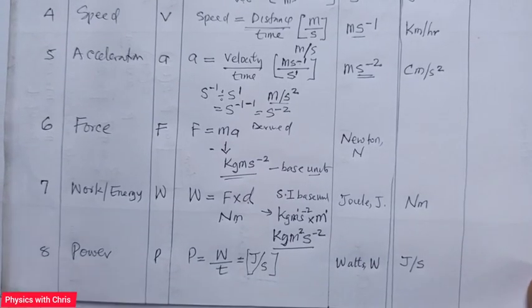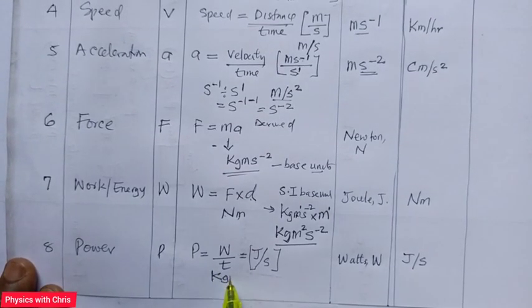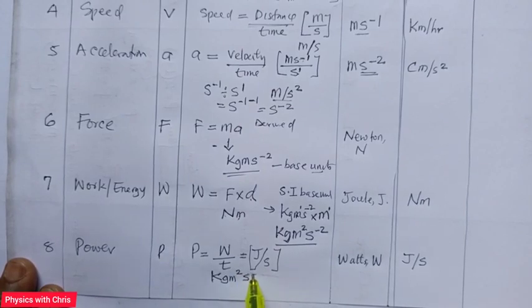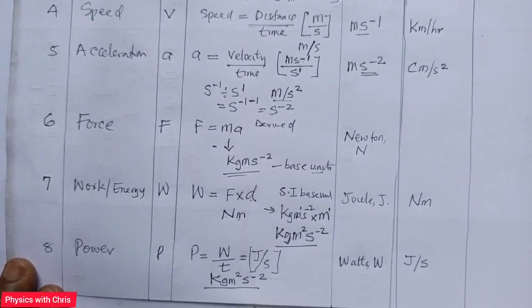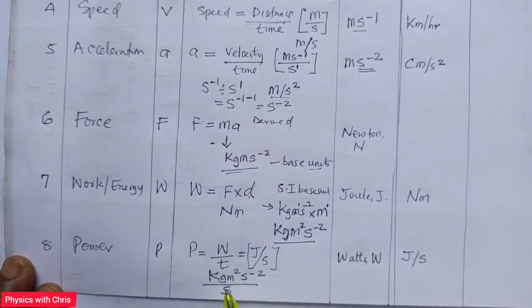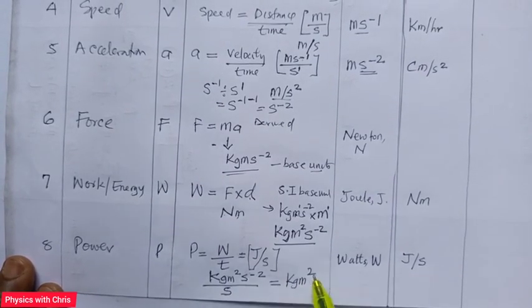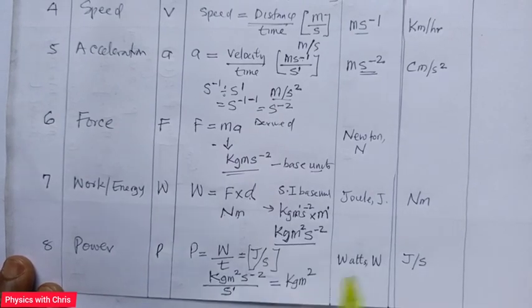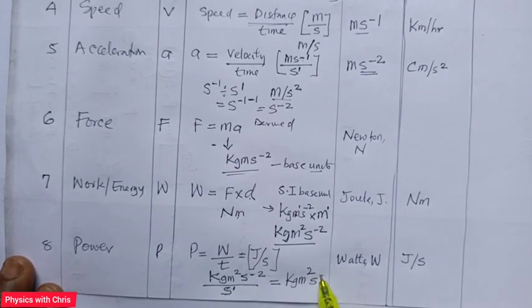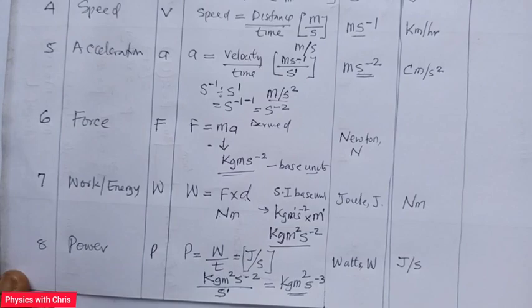How about the SI base unit of power? Here we have the SI base unit of work done as kilogram meter squared s raised to power minus 2, and we divide that by s, which is the unit of time. When we divide s minus 2 by s raised to power 1, the rule of division says when we divide two indices, subtract their powers. That gives us minus 2 minus 1, which gives us s minus 3. That's the SI base unit of power.